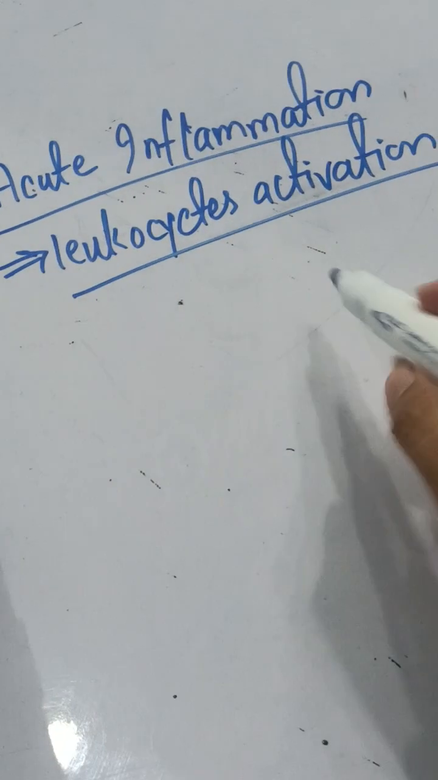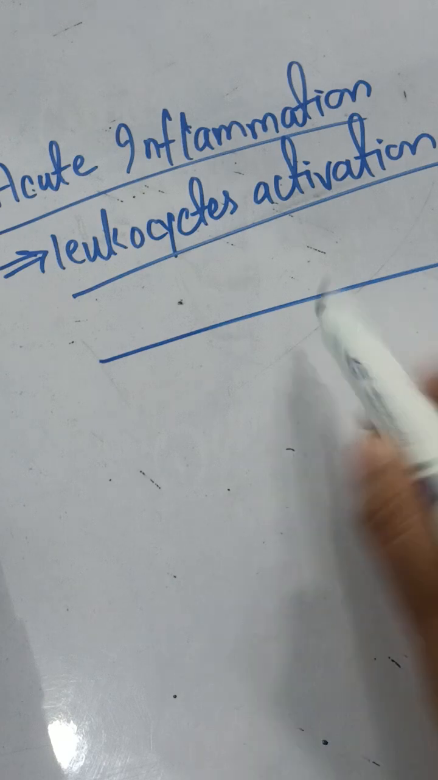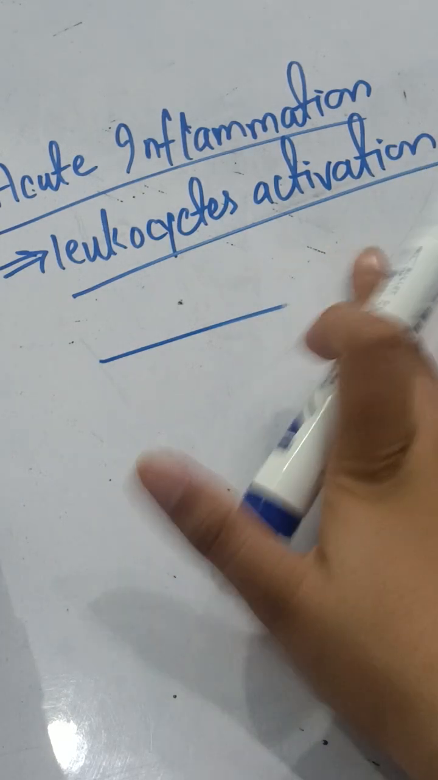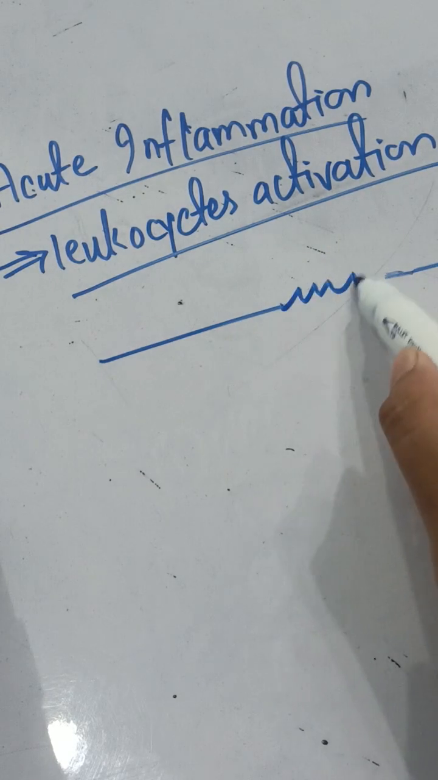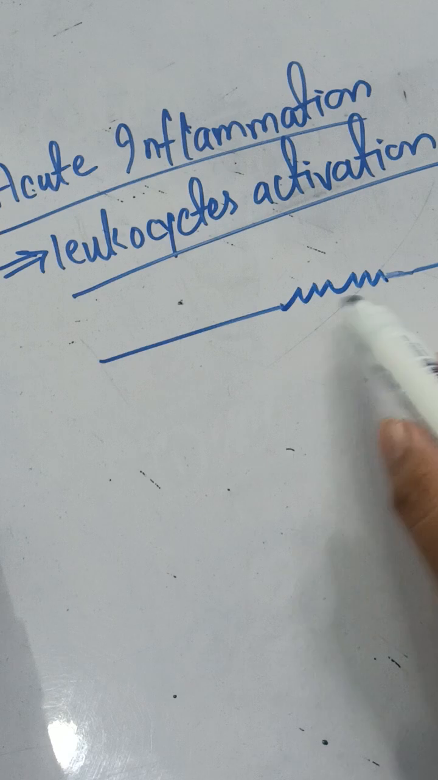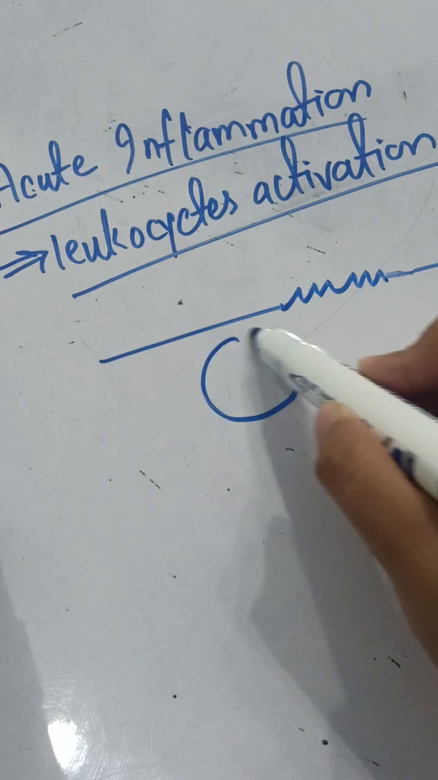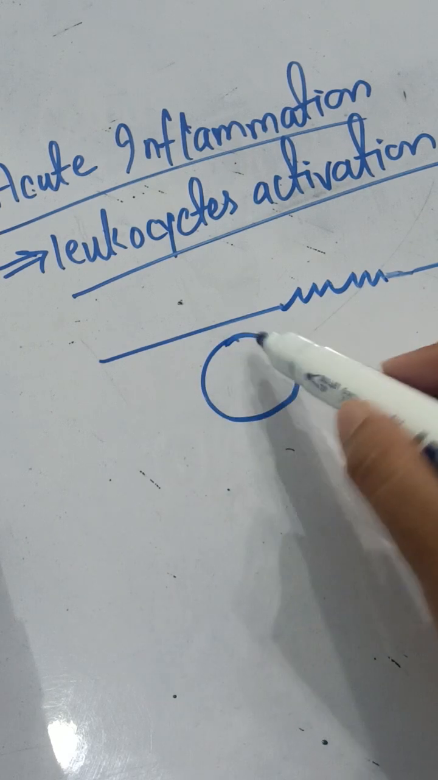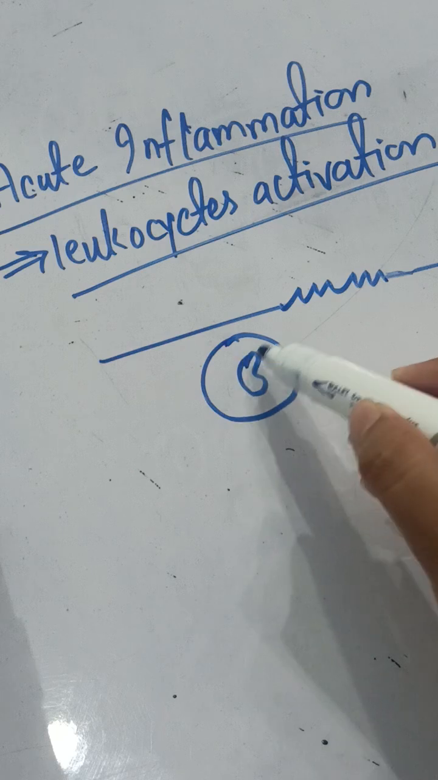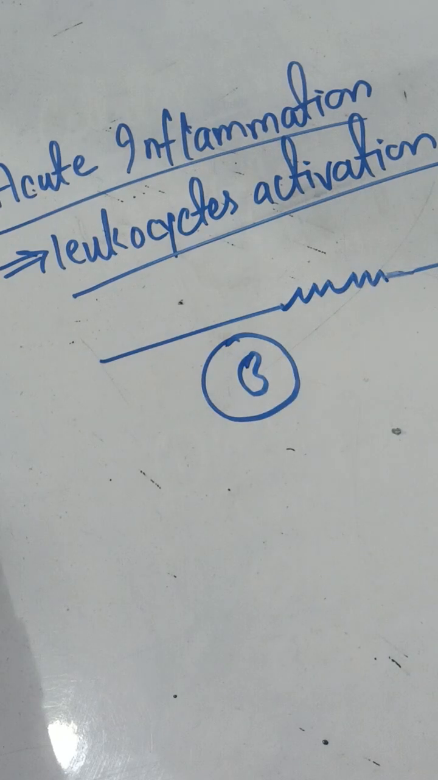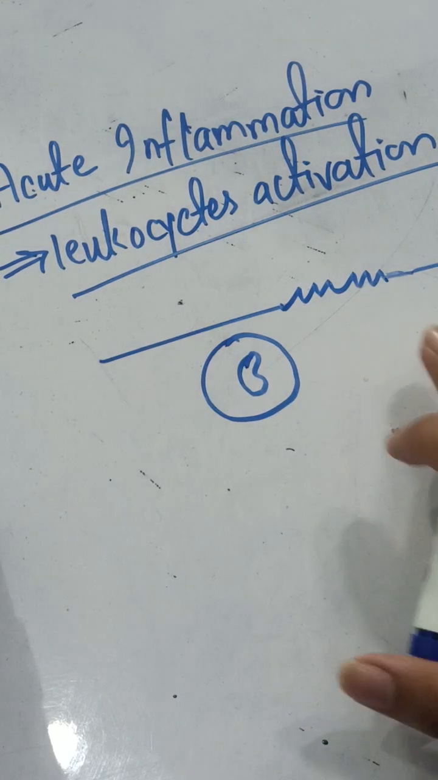Okay, so this is your skin, and you have got an injury at this site. I am making the injury site like that, and your leukocyte reaches the site of the injury. So this is your leukocyte, having its nucleus and all that. Okay, so now it has reached the site of the injury.